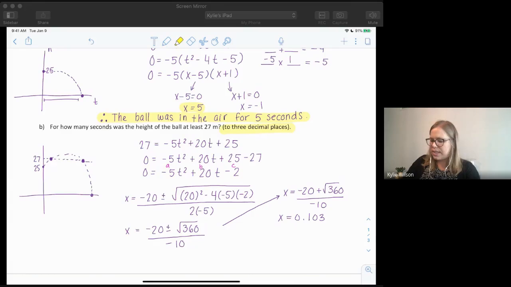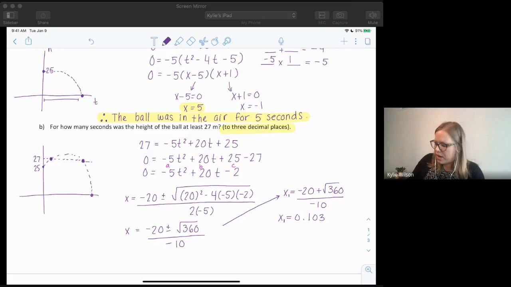So in order to get this 360 here, all I did was I put this whole thing into my calculator. So I didn't do any of the splitting up terms because it's under a radical. I just simplified it. Oh, okay, perfect. So that is my first x, x1.